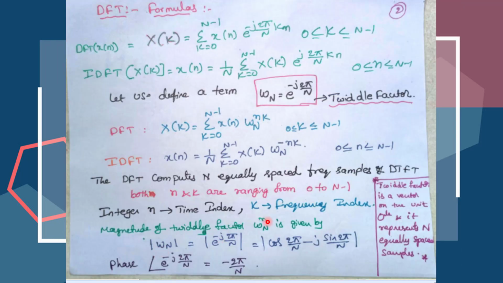So the magnitude of twiddle factor W suffix N is given by modulus of W suffix N equal to modulus of e power minus j 2 pi by N, which is equal to e power minus j theta. You can write it as cos theta minus j sin theta. Okay, here theta is 2 pi by N. Okay, this is the phase.